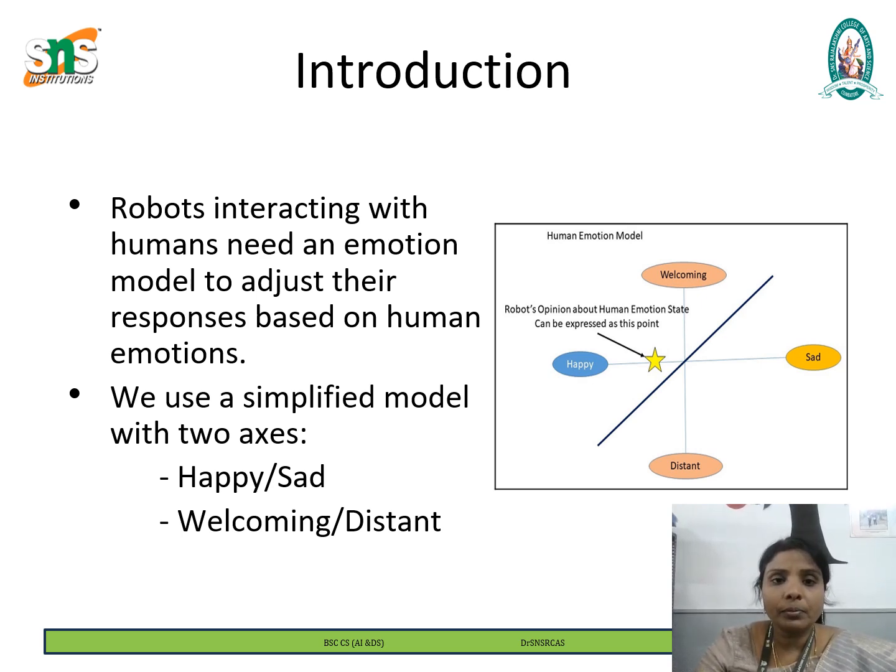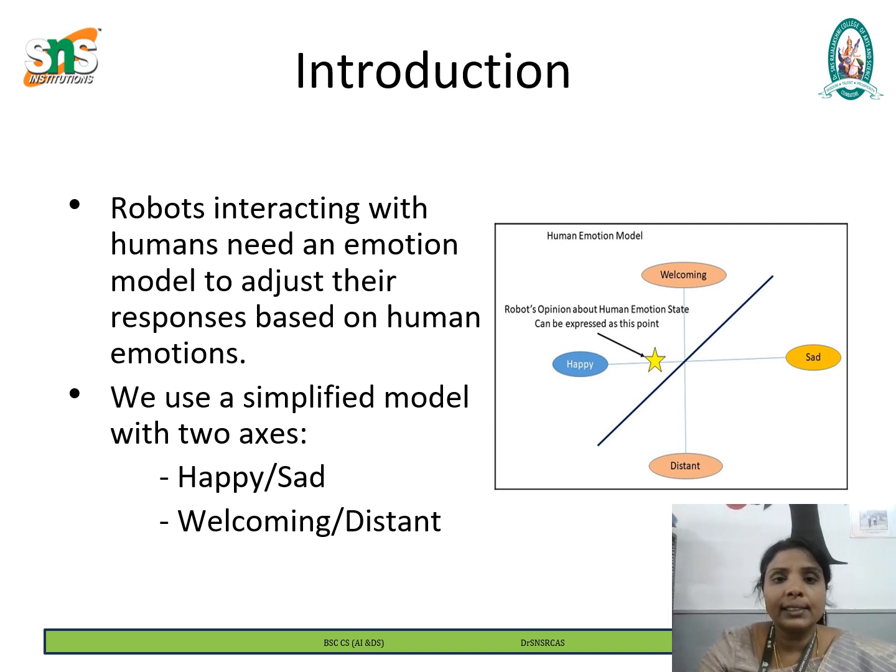A simplified approach to modeling human emotions in robotics involves using two primary axes. One is happy and sad, another one is welcoming and distant. So the first one is the happy and sad axis. This measures the emotional state of the human ranging from happiness to sadness. If the human expresses positive emotion, for example, smiling, an enthusiastic tone or affirmative answers, the model shifts towards the happy side. Conversely, if the human shows negative emotions, for example, frowning, a low tone or negative responses, the model shifts towards the sad side.